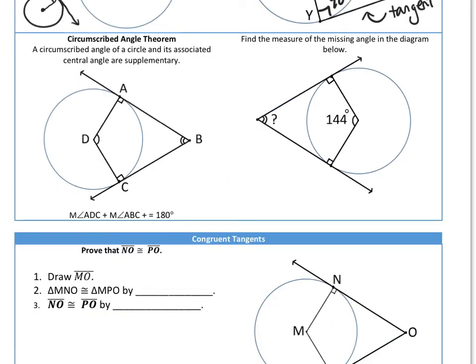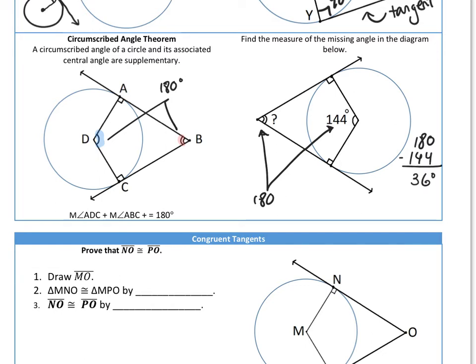We also talked a little bit about circumscribed angles. So when would we use those? Well, the circumscribed angle theorem tells us that a circumscribed angle of a circle and its associated central angle are supplementary. In other words, angle D and angle B are supplementary. They add up to 180. So that's pretty useful. For example, in this circle over here, we have 144 and we have an angle measure that we don't know, but we know that these two add to 180. So we can just subtract 144 from 180 to figure out our missing angle. And we can tell that our missing angle is going to be 36 degrees.